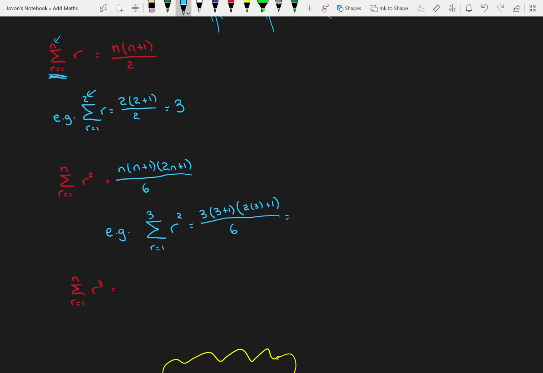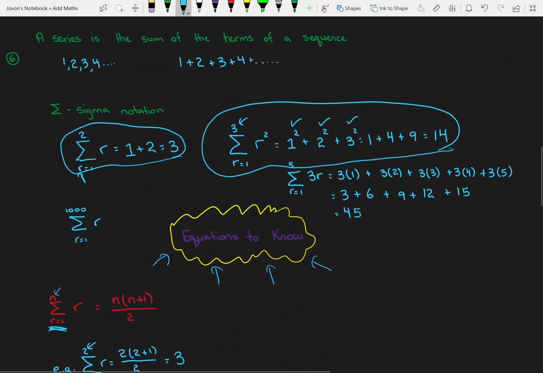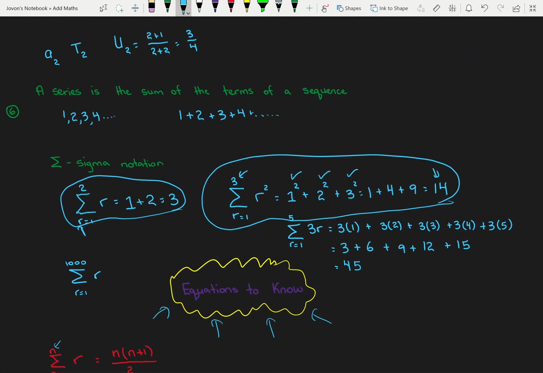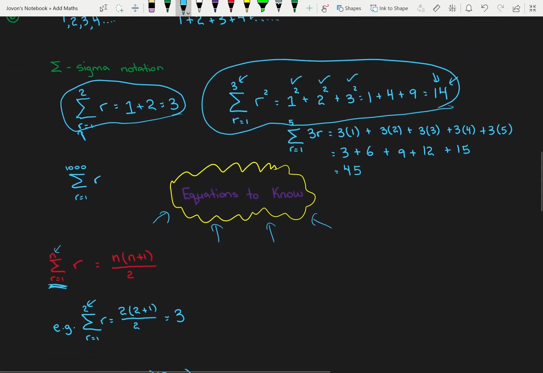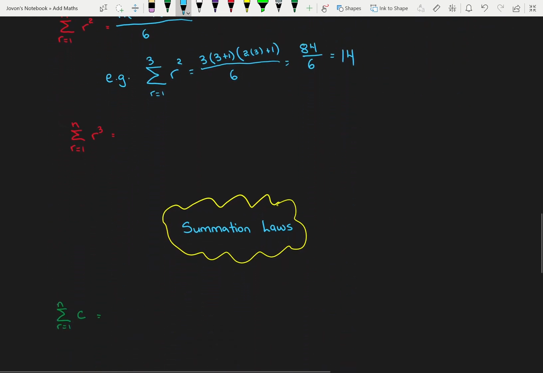So first here, 2 by 3 is 6. 6 plus 1 is 7. 7 times 3 is 21. And 21 multiplied by 4 is 84 all over 6, which is equal to 14. And if you remember, we got the answer here as 14, right? So this shows you that this equation works.